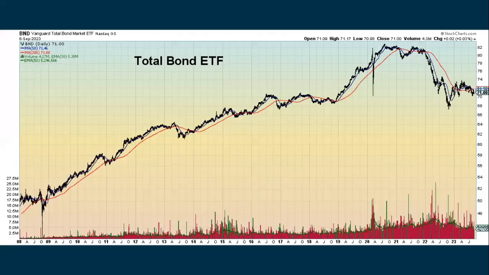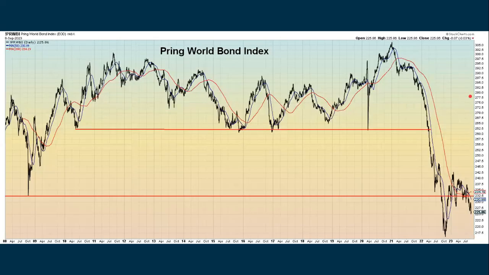We compare stocks with bonds, where we're starting to see some real pressure on bond prices, and that's making our total bond ETF go into a downtrend. We look at world bonds, also going into a downtrend and possibly breaking below this red line, which had been a previous low, and often it had acted as support.